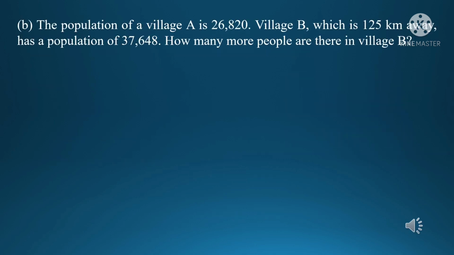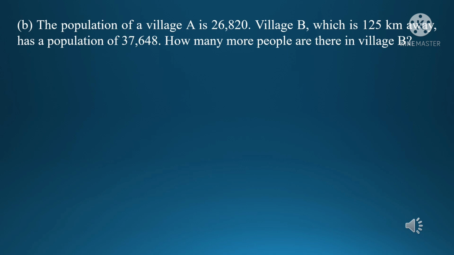We are going to number B. You see that the population of village A is 26,820, and village B, which is exactly 25 km away, has a population of 37,648. So we can clearly see that the larger number of people is in village B, isn't it? That is 37,648. So we have to find out how many more people are there in village B.